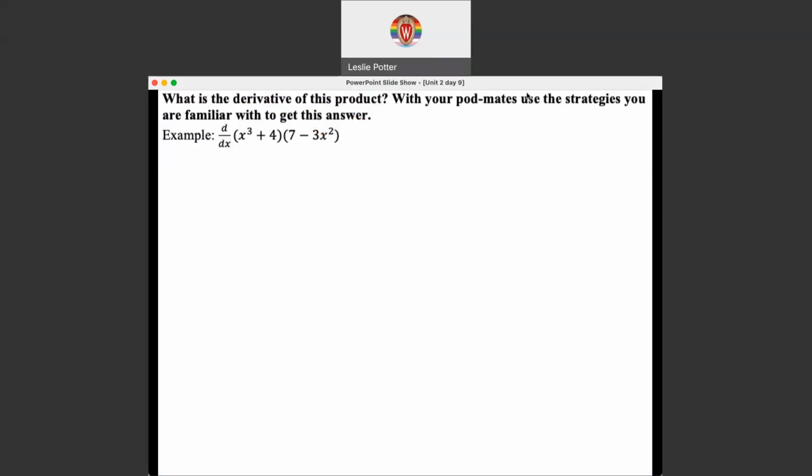Okay, so let's talk about some strategies here. We don't have your PodMate handy, but you could phone a friend if you wanted to. So some strategies here that we could do to differentiate this. These all look like powers, so we could FOIL it and do it term by term. That's certainly legal. Okay, so let's go ahead and do that. So we take x cubed times 7 minus x cubed times 3x squared plus 28 minus 12x squared, right? So that was firsts, outside, inside, lasts, right?